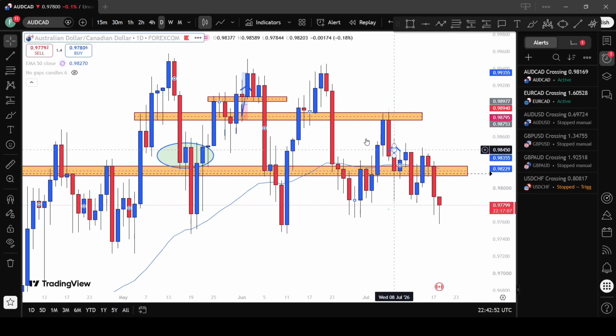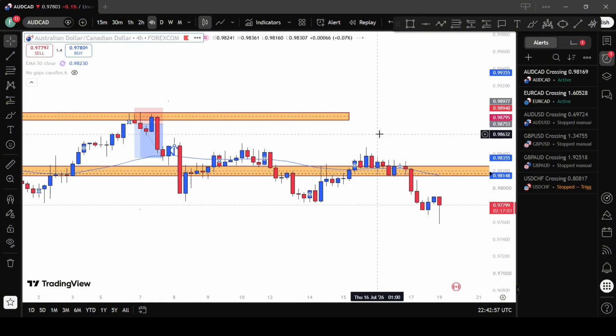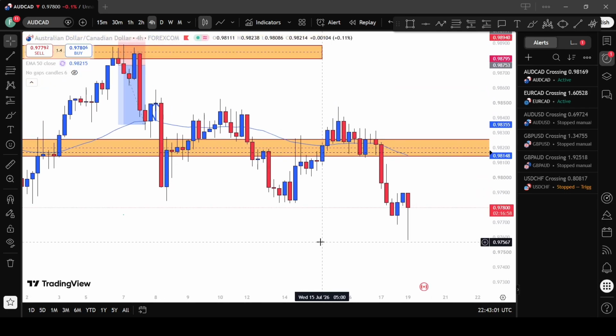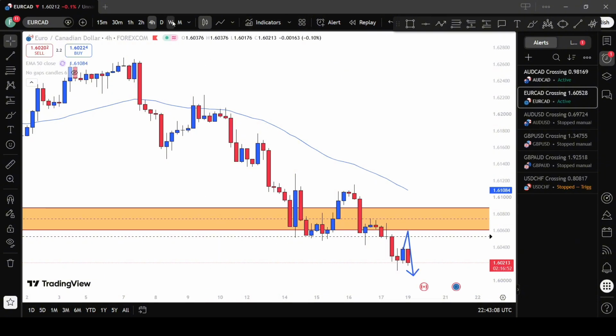Now we need a pullback into the area of interest to sell. We have here the EMA. So yeah, basically a solid market so far. And then we have the four-hour time frame, which is also bearish. So we're looking good on AUD CAD. Let's go to EURCAD though.